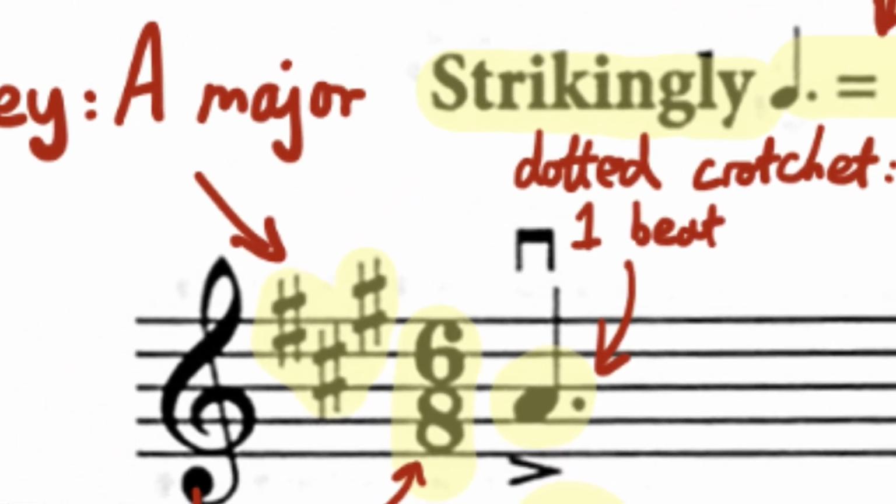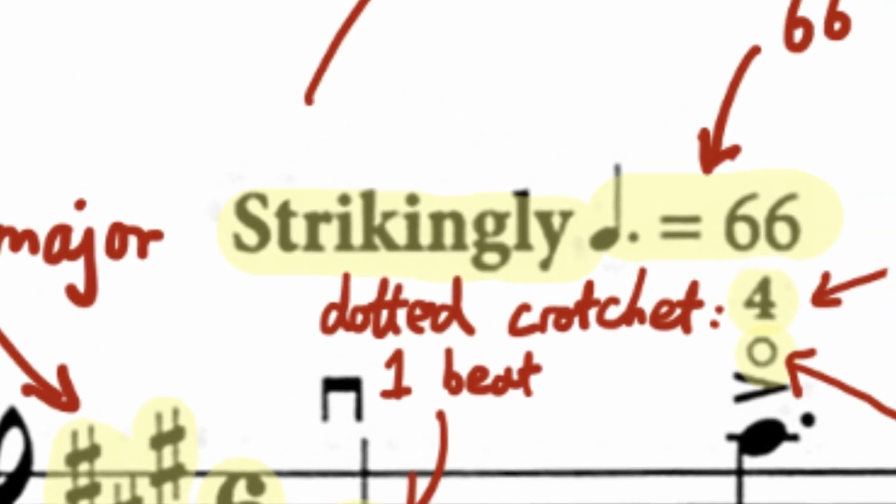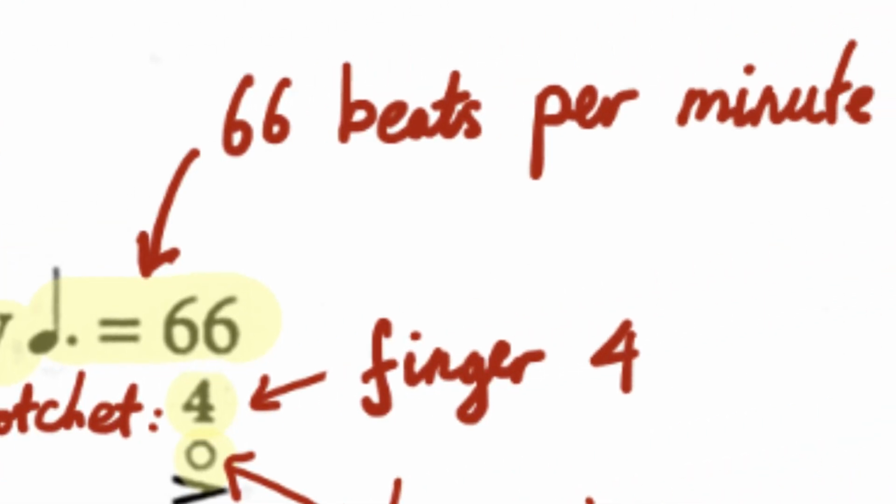In the opening bar, we get a character marking, strikingly, which invokes the title of the piece. To me, it's a reminder to strike the accented notes like a bright lightning strike. Next to that, we get a metronome mark, dotted crotchet equals 66, which means that each dotted crotchet beat goes by at a tempo of 66 beats per minute.